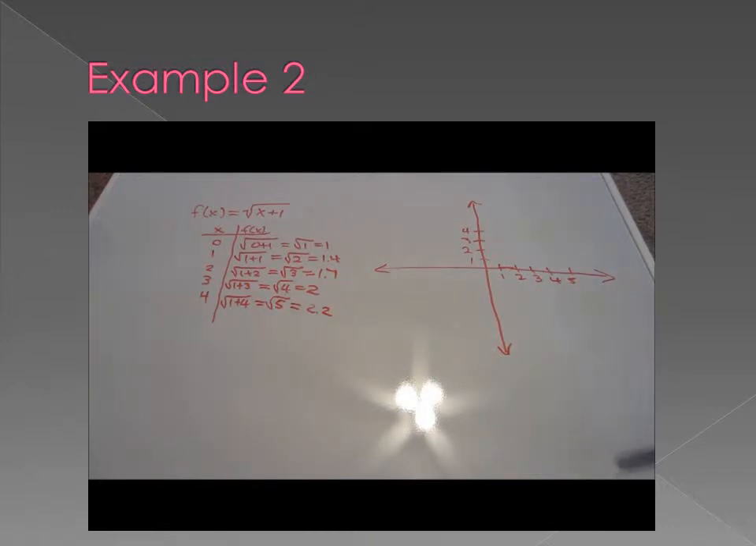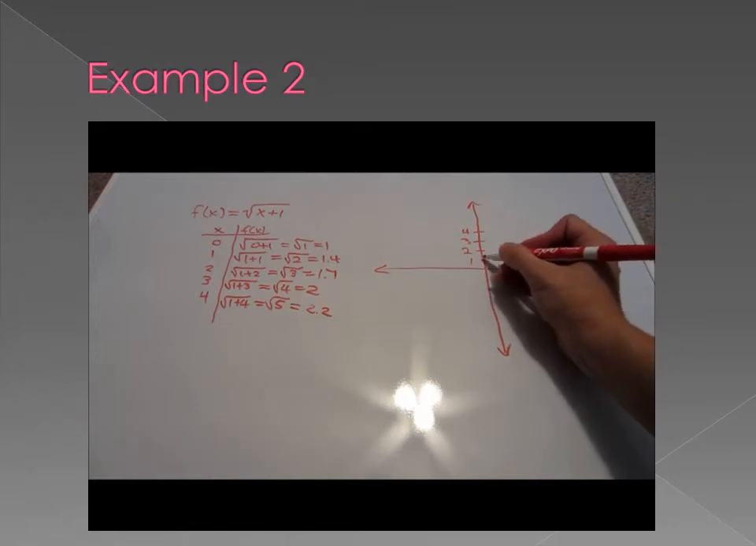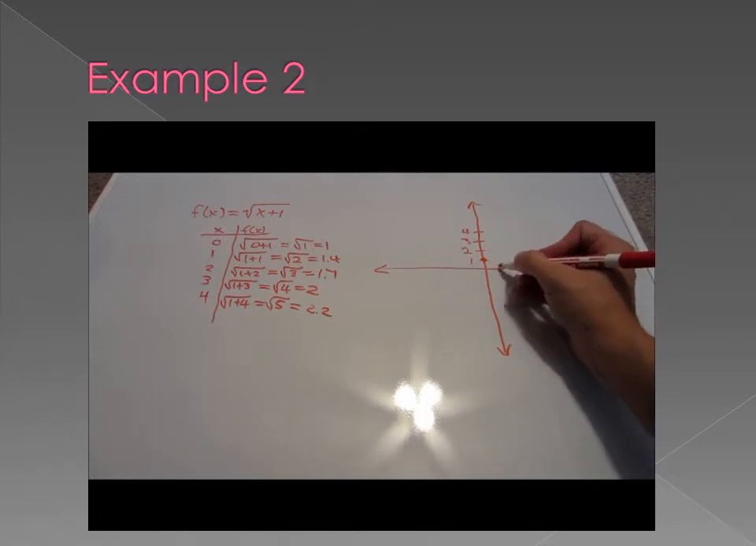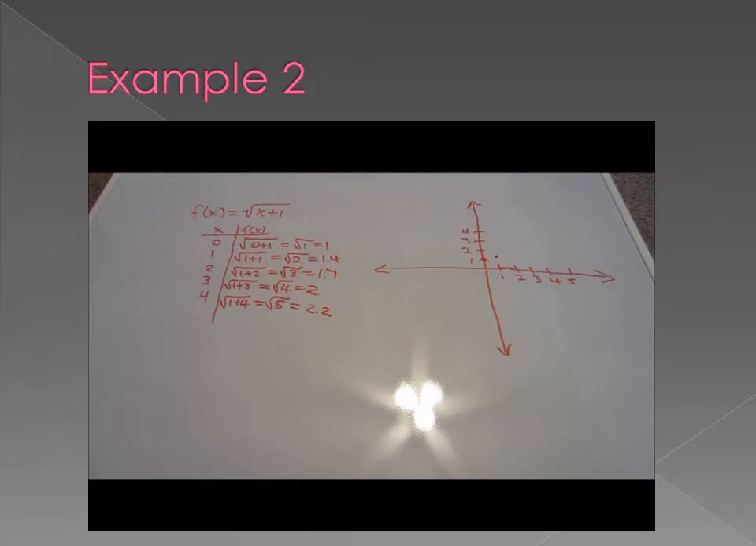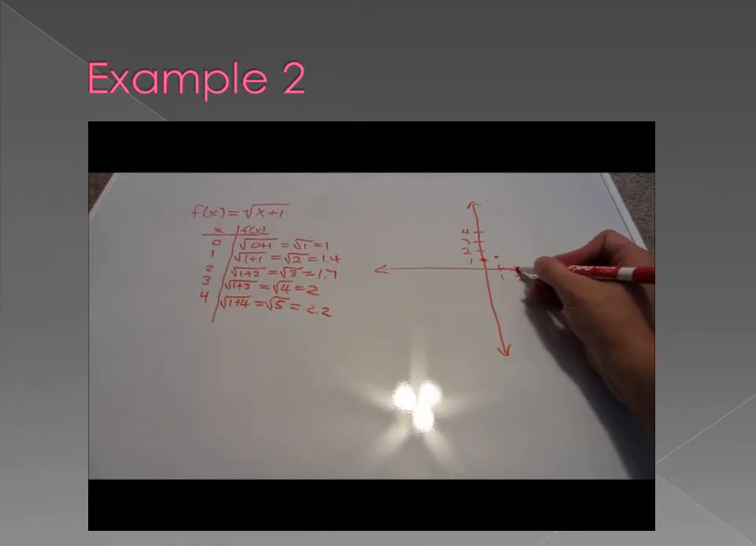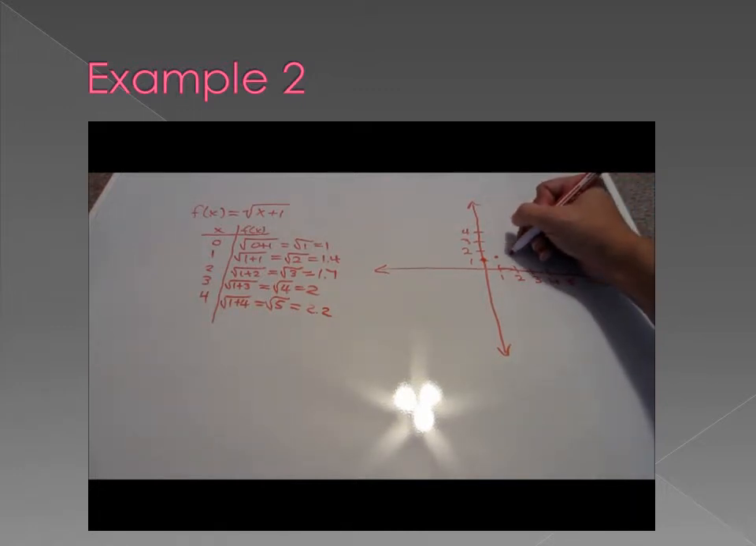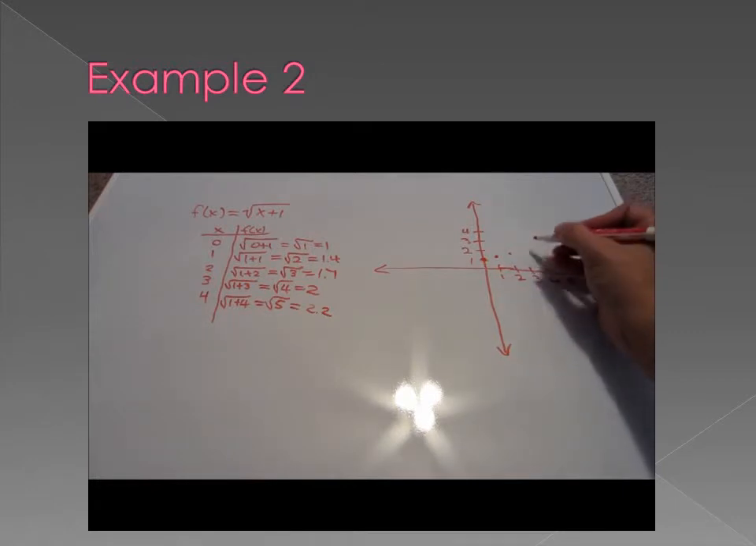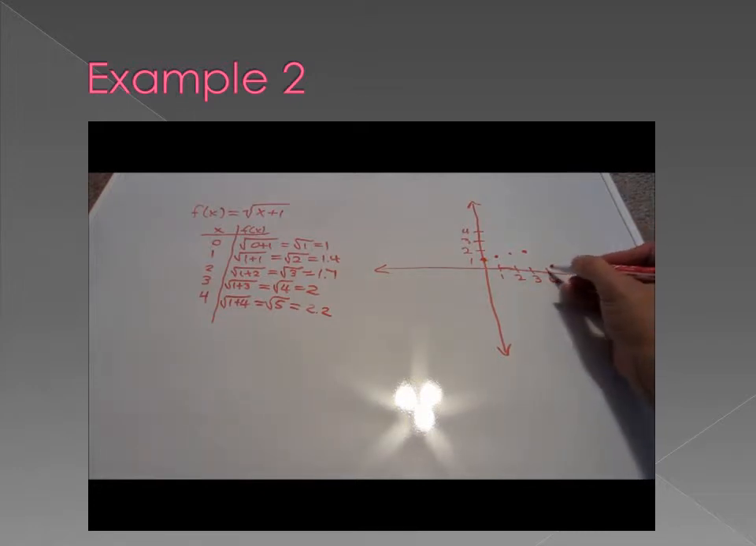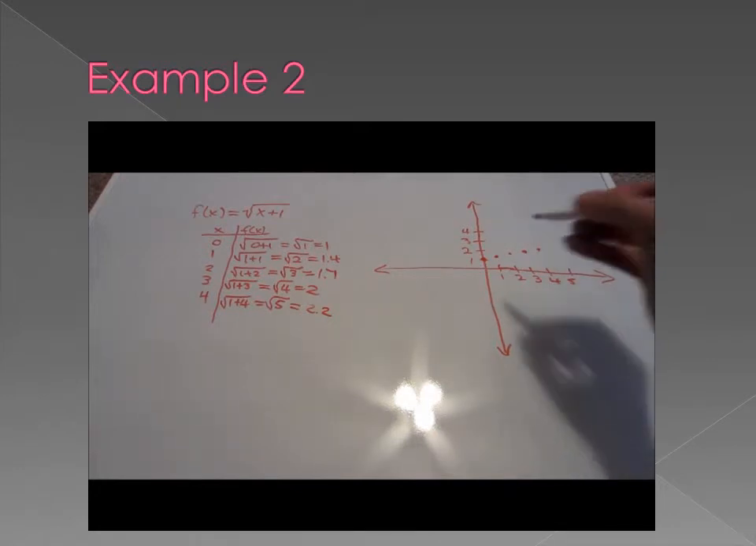Okay, so we can take those and graph them on our graph over here. The first one is (0, 1), so we go over 0, up 1. The second one is at (1, 1.4), so that's going to be 1 and a little bit less than half. Next, (2, 1.7), so we go over 2 and up a little bit more than half. Next one is (3, 2). And the last one is (4, 2.2). So 4 and then just a little bit above 2. So we can go ahead and connect the dots here.